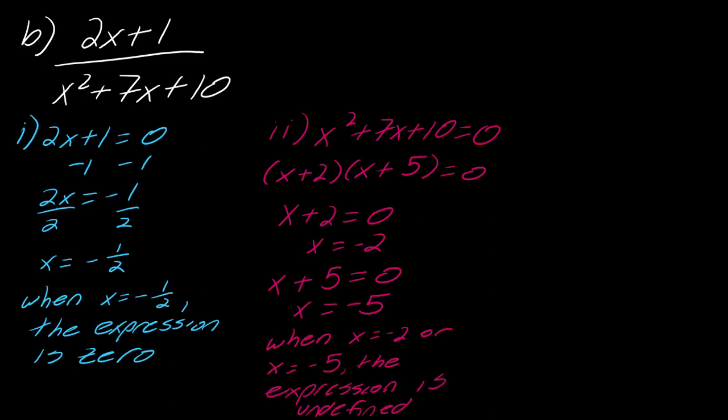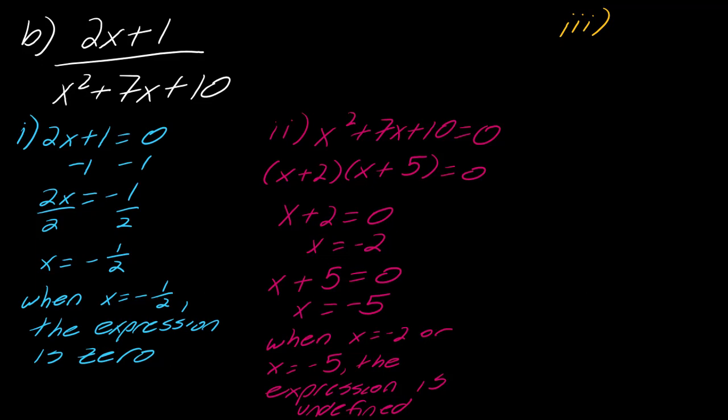And I'm running out of room here. But so when we say when x equals -2 or x equals -5, the expression itself will be undefined. Okay, so now I have everything that I need to figure out the domain. So maybe I'll just give myself a little extra space up here.